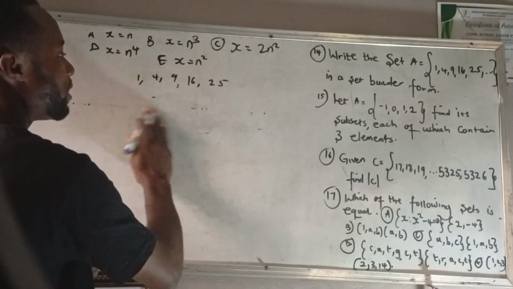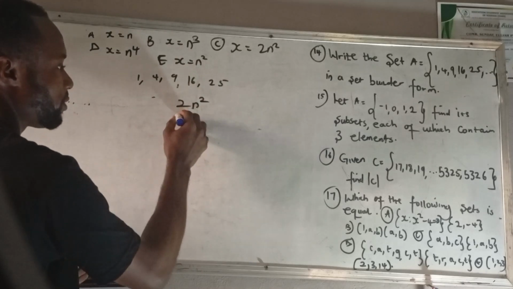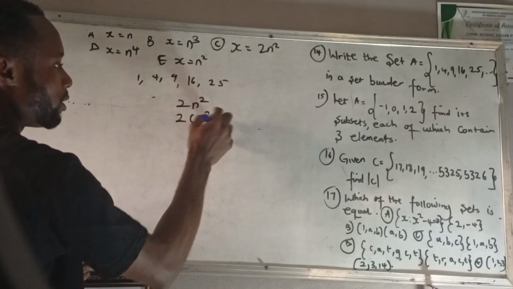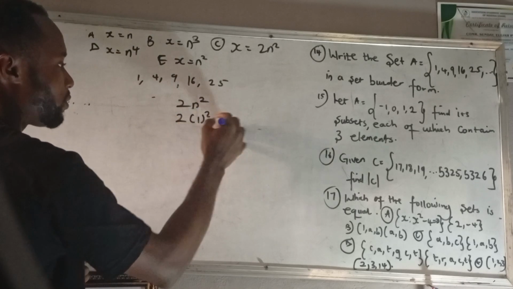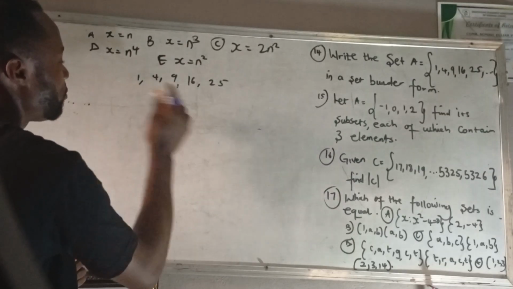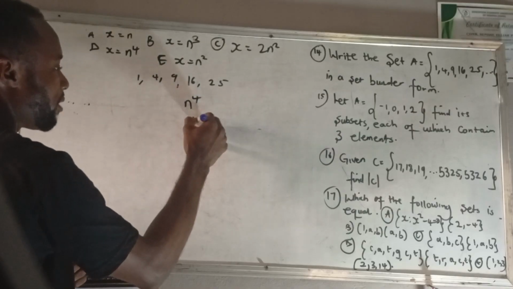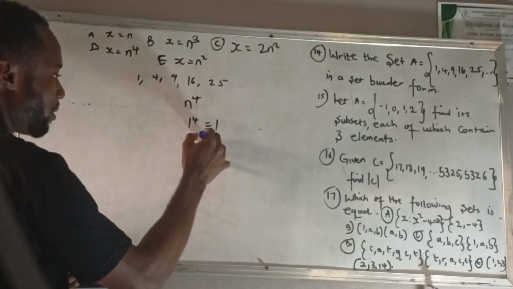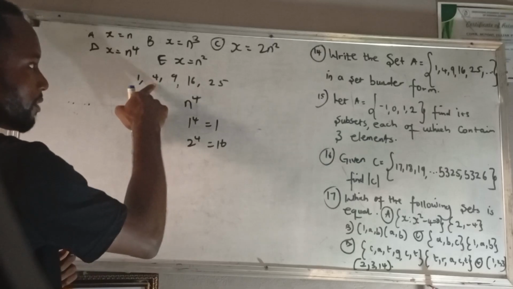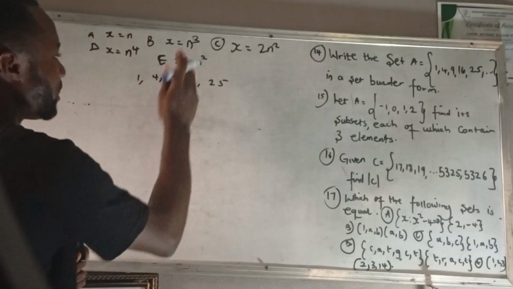So we move to the next one, which is 2n squared. If I substitute 1, 1 raised to power 2 is 1, times 2, which is 2. It does not match this. We move to D, n raised to power 4. 1 raised to power 4 is 1. 2 raised to power 4 is 16. It does not match this. It should be 1, 4, 9.